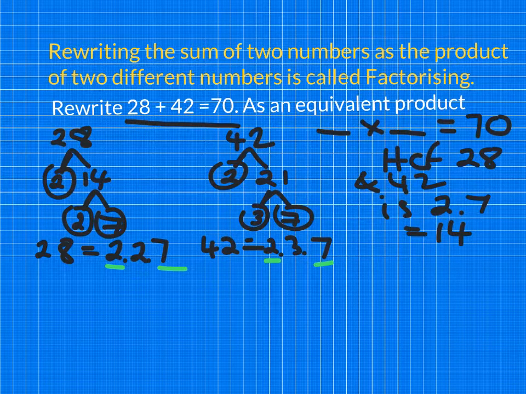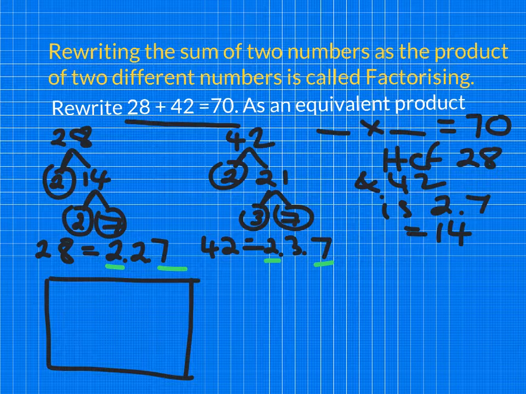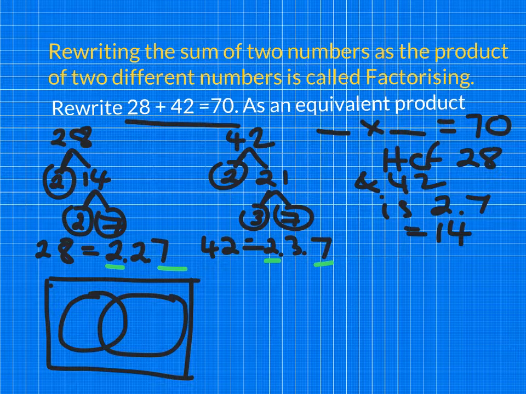Okay, so if we draw ourselves a Venn diagram, this is another way of seeing it, and it also shows what's left. So, drawing our Venn diagram, that's 28, that is 42. Putting our numbers in then, we can see that in the middle, in the intersection, we've got 2 and 7, because they're in both of them. In 28, the 2 and 7 are used up, so there's just a 2, and that whole thing makes 28. And for 42, we've got 2 and 7, which leaves our 3 left over.